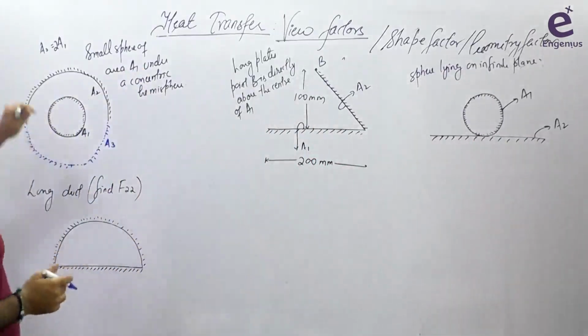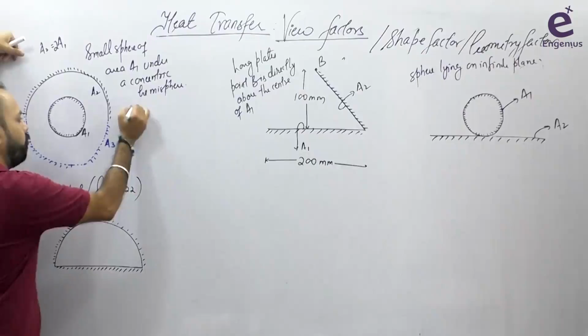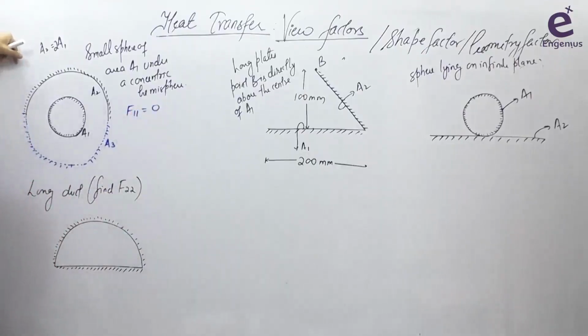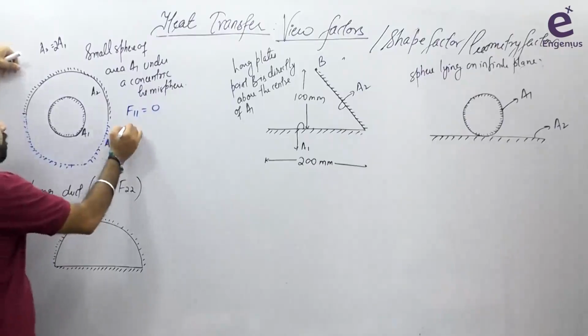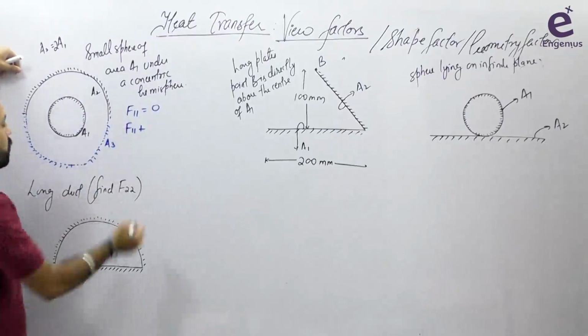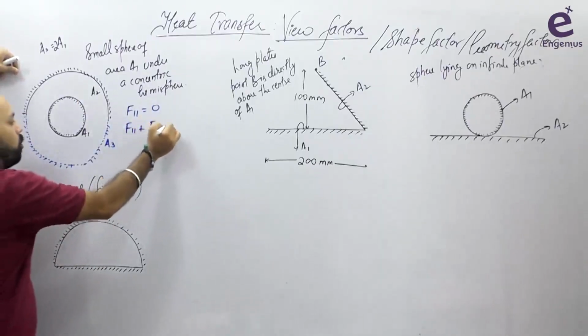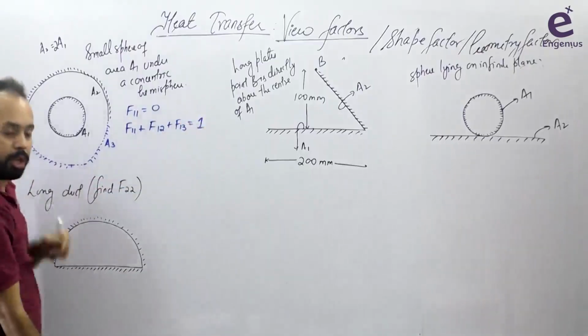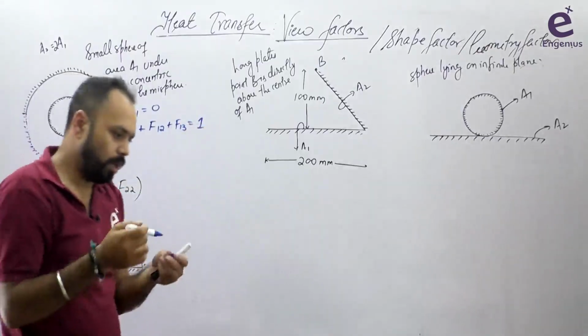So let us talk about this. Of course, F11 by inspection is equal to 0. How many surfaces are there, right? So this is the entire surface. Okay, what do you think? What else can we write? Of course, for surface 1, I can write, because this has now become an enclosure, F11 plus F12 plus F13 is equal to 1. Now F11 is 0 in this case, right?